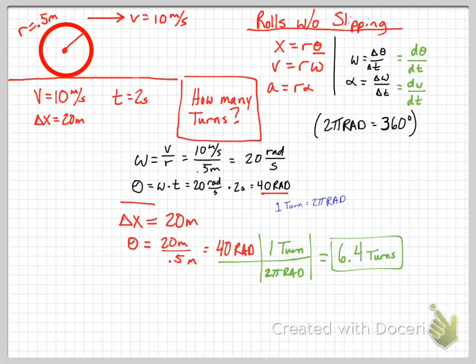Either way you do the equation, whether you start with the change in displacement being 20 meters and using displacement equals r theta, or turning it into angular quantities and getting 40 radians, you get 40 radians either way. We just have to, at that point, turn it into how many turns, how many rotations, how many revolutions, something of that nature, and it's related to 2 pi.